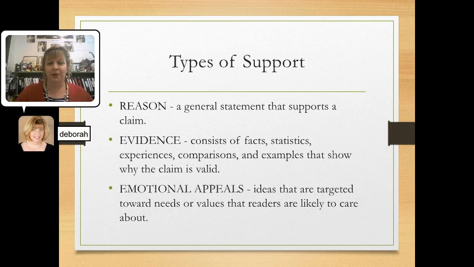The first thing to consider when you're building your argument is what type of evidence you have. How are you going to support what it is that you're saying? The first definition we're going to talk about is a reason. That's a general statement that supports the claim that you're making. Then there's evidence, which can consist of facts, statistics, your own personal experiences, comparisons, and any examples that help to show why your claim is valid.